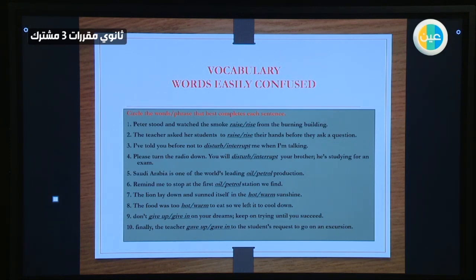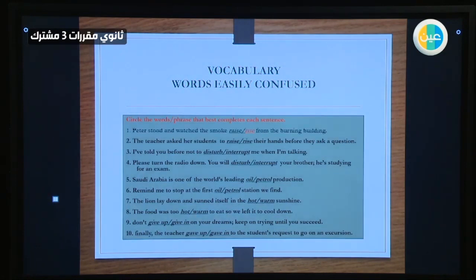Raise or rise? What's the difference? Okay, what do you think? Let's look at the meaning to find the suitable one. The smoke rises. It goes high, up into the air. So, from the burning building, rise. It goes to a higher position, so rise.